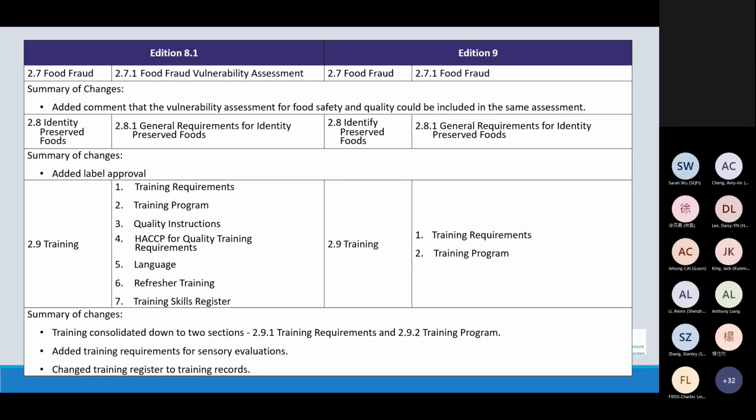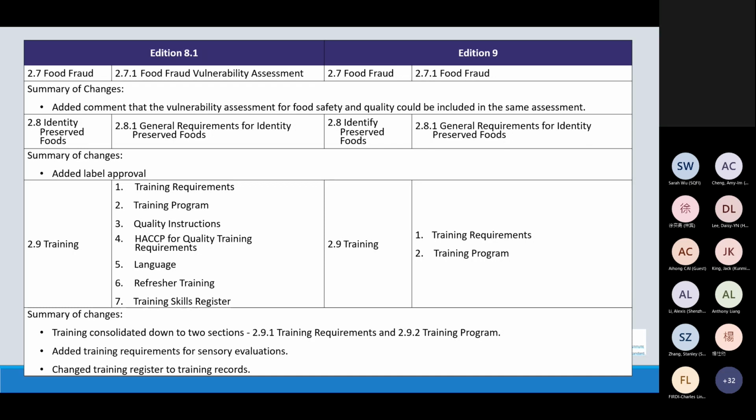So these are all the changes. Not many. The major change, as I indicated right up front, was it can now apply to other food safety management standards. And the other major change is the removal of the term statistical. But apart from that, there's very little difference between edition 9 of the quality code and edition 8.1.